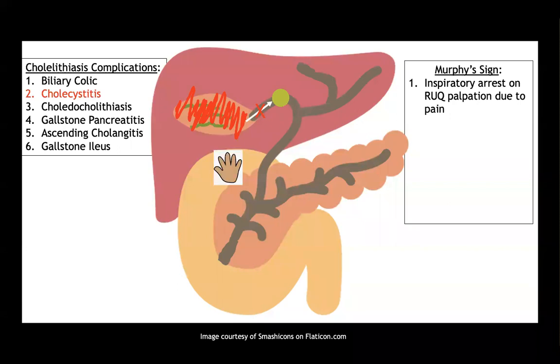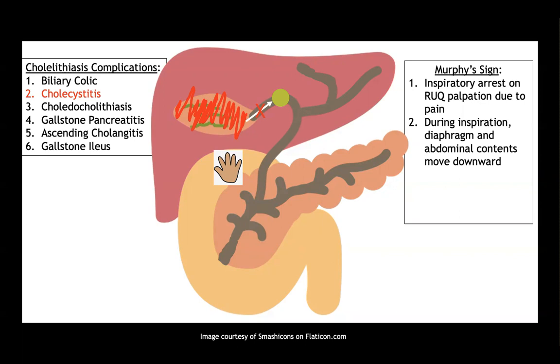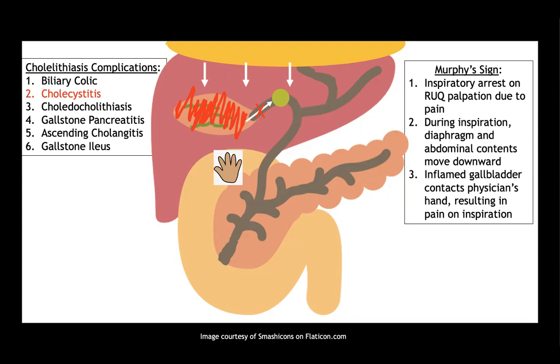In Murphy's sign, the provider will put their hand in the right upper quadrant below where the gallbladder is. And when you take a deep breath, what's happening is that your lungs are expanding and all your abdominal contents are getting pushed down as that diaphragm moves down. So if that's our diaphragm, everything's starting to get pushed down when you take that deep breath. And part of what's getting moved down is our gallbladder here. And when this inflamed gallbladder moves down and makes contact with your hand, that's going to cause a really severe pain. And so during that deep breath, they're going to basically stop breathing very quickly because of that pain.